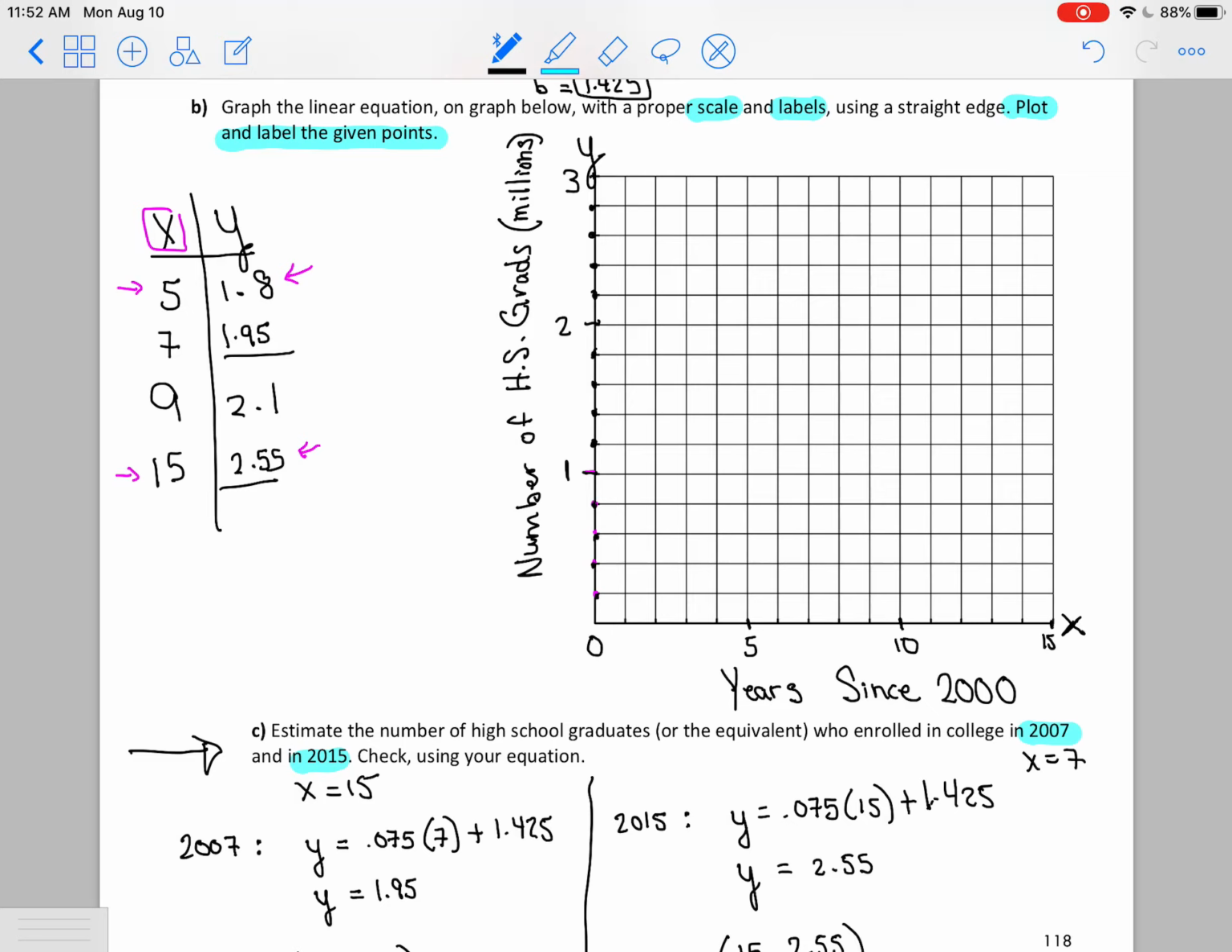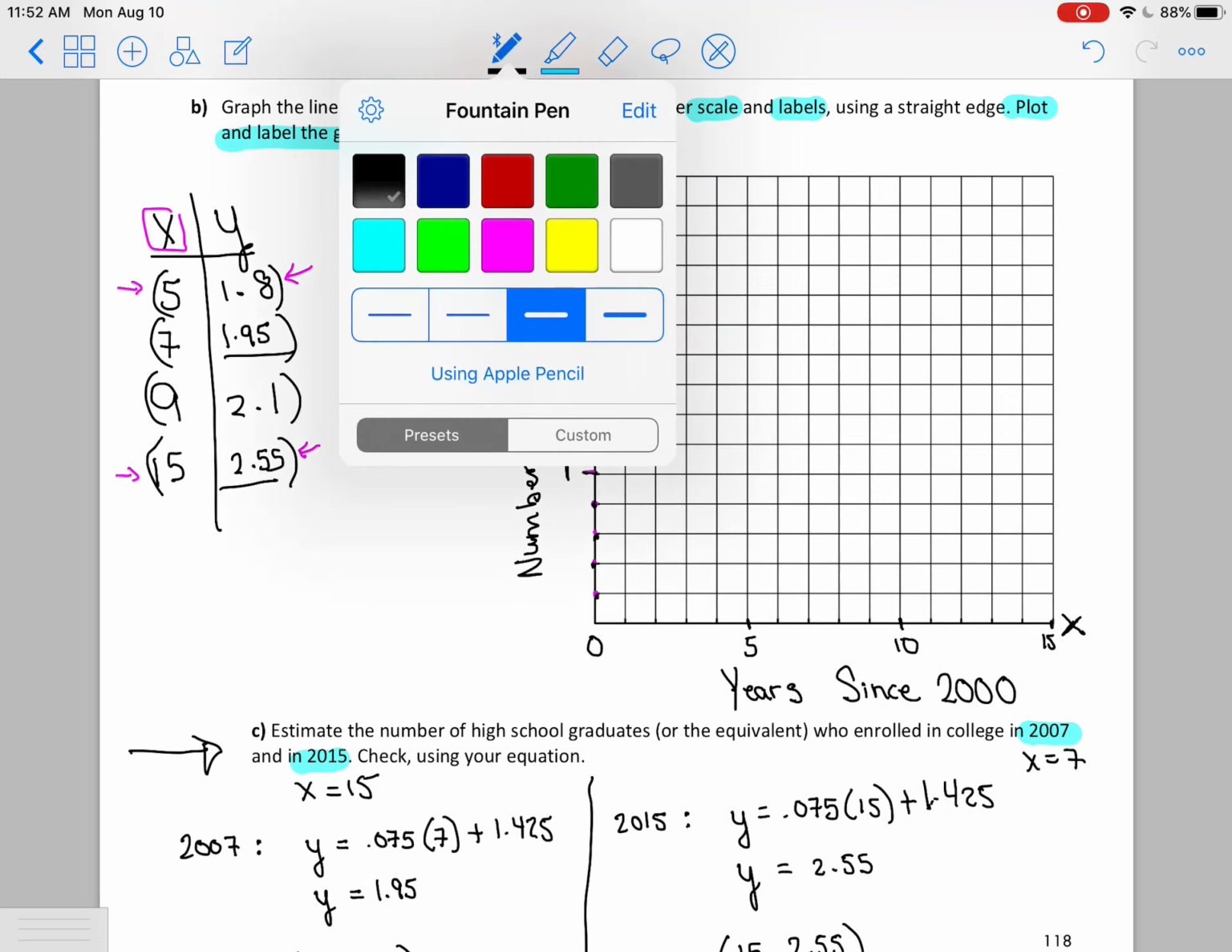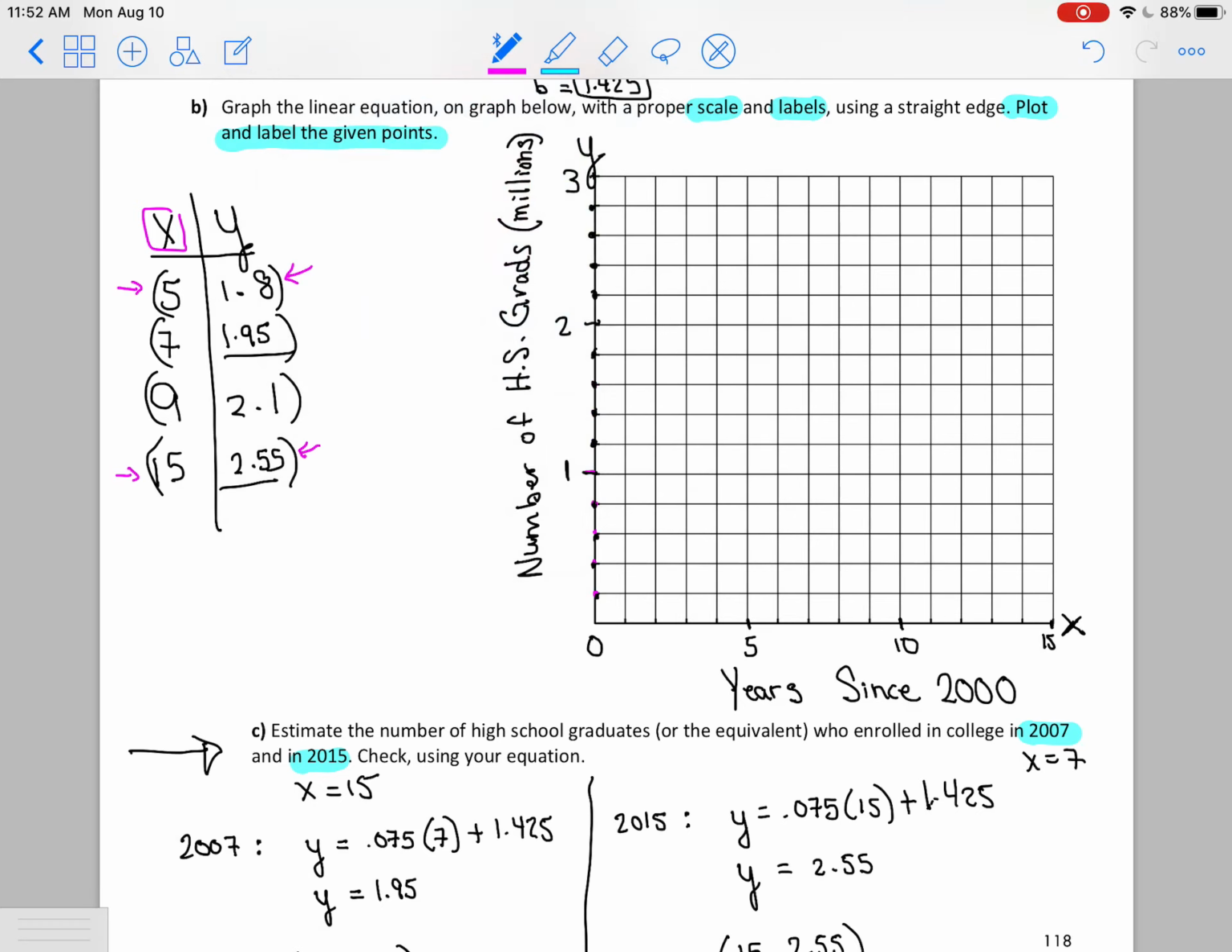Let's go ahead and plot our points. And of course, the other nice thing about having a t-table is you can see if we were to put parentheses around here, these are our points, right? We're just plotting these guys. So 5 and 1.8, 5, 1, 2, 4, 6, 8. I think I will use a different color for my points.